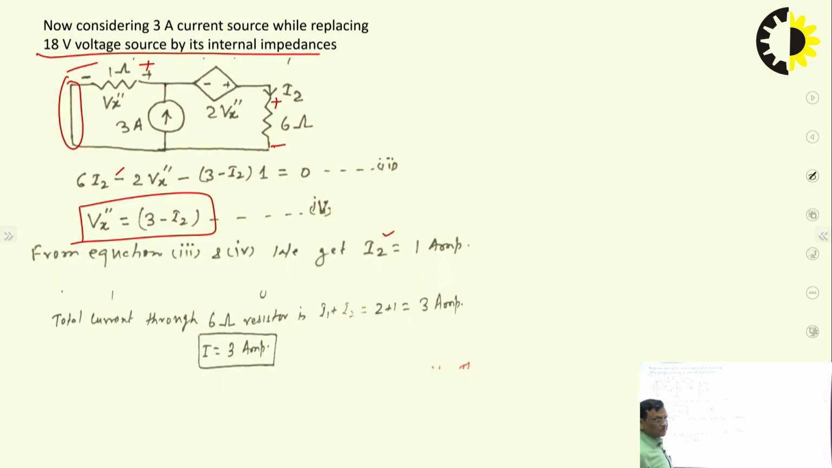So using the superposition theorem, I2 is flowing from top to bottom, so it is an algebraic summation. Due to the 18 volt source, I1 was flowing from top to bottom, and due to the 3 ampere current source, I2 is also flowing from top to bottom. So here we get the plus sign: 3 ampere.